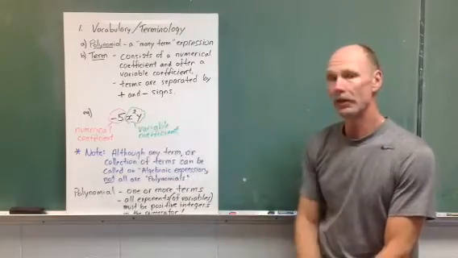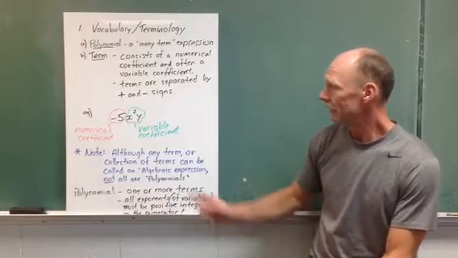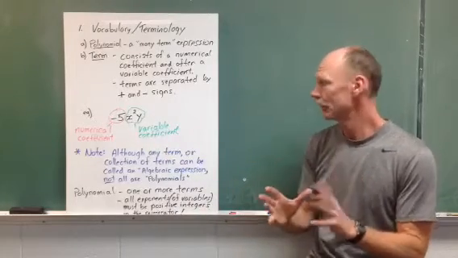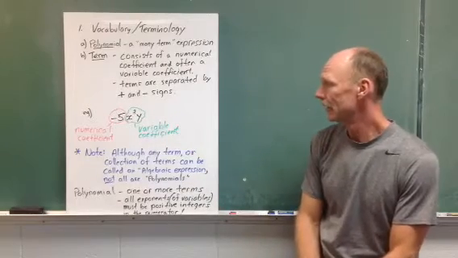Here's an example of one term. You'll notice it has a numerical coefficient, -5. The variable coefficient is that chunk, x squared y. The actual variables are just the letters which are x and y.